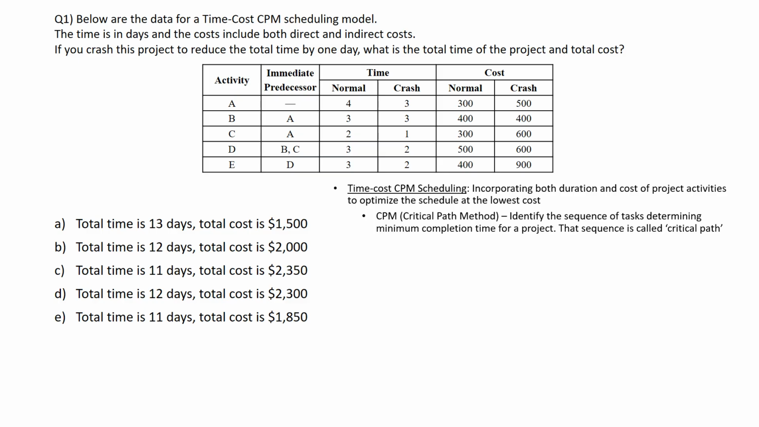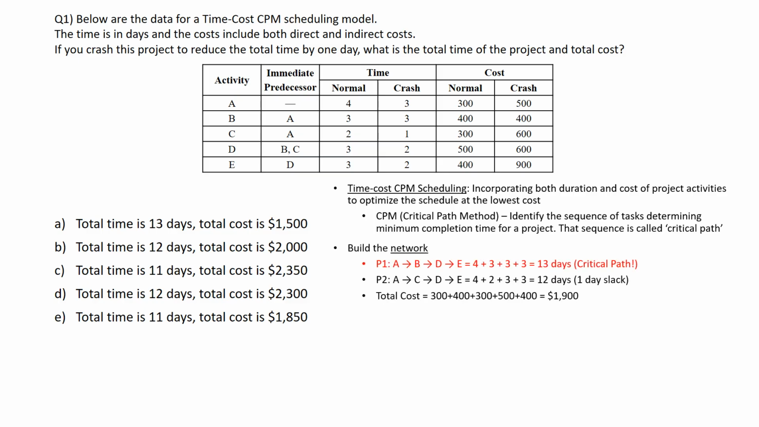So let us consider from this table how to incorporate both duration and cost of project activities to optimize schedule at the lowest cost. We will build a network first. Path 1 is taking the path of A, B, D, and E in its order. It takes total 13 days. And path 2, it takes A, C, D, and E. The first path takes 13 days and path 2 takes 12 days.